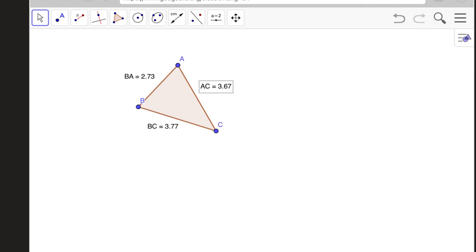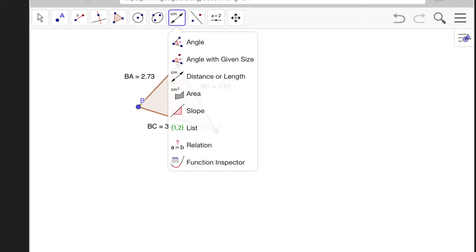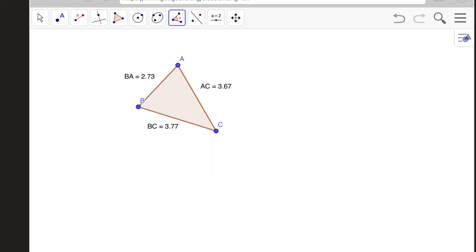Now to find the angles of the triangle, you do the same thing. You hit Measure and you hit Angle right here. To find angle B, you hit C, B, A. To find angle A, you hit B, A, C. And to find angle C, you can hit B, C, A or A, C, B. And again, move the angles in a little bit so you can see what the angle is.